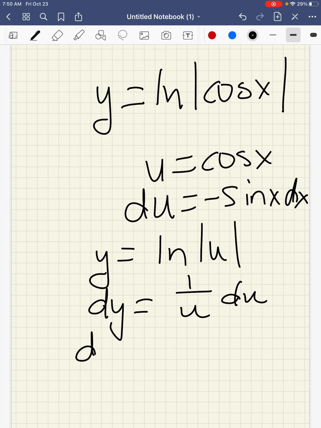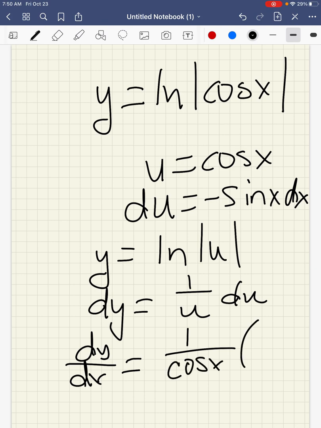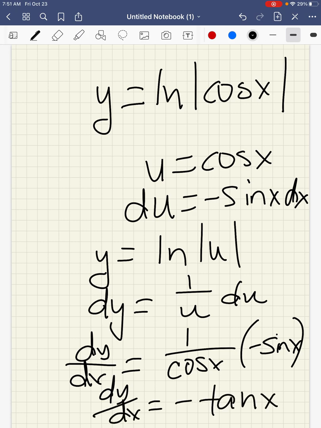All right, so then dy dx will be 1 over cosine of x times negative sine of x. But negative sine of x over cosine of x is simply minus tangent of x.